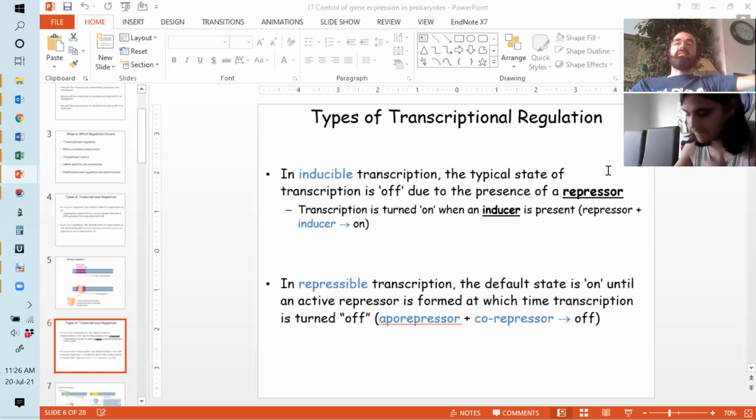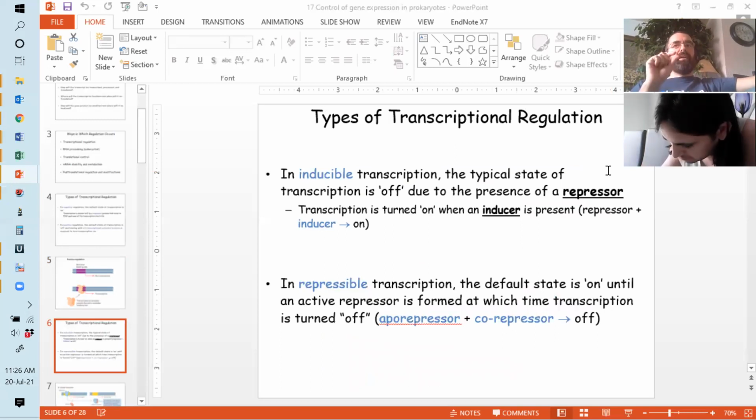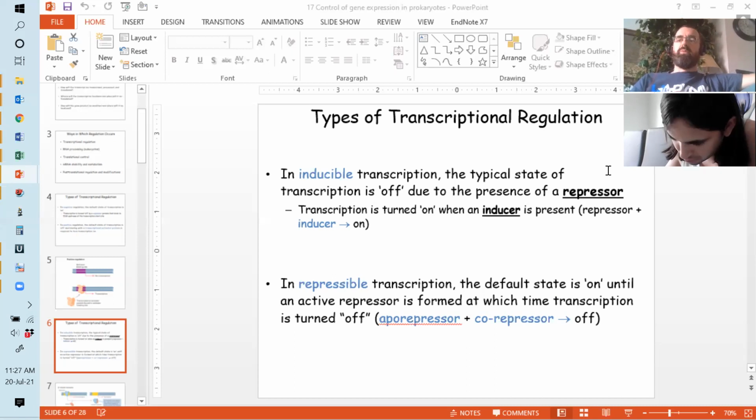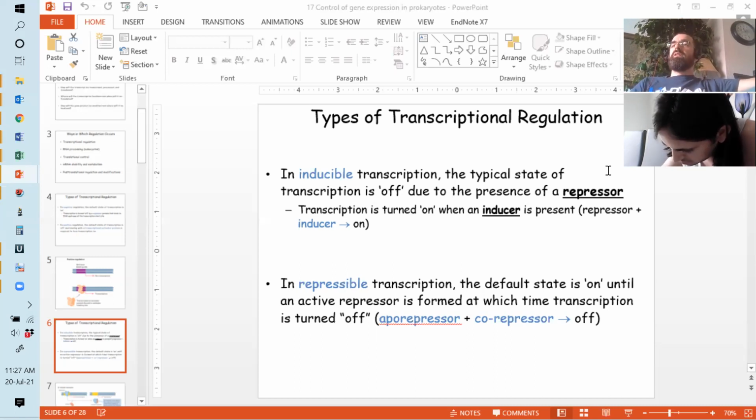Now, to add the wrinkles. We've got the basic framework, and now we're going to start adding tweaks to that. So now we're going to talk about inducible and repressible. In inducible transcription, you have to induce something to leave.